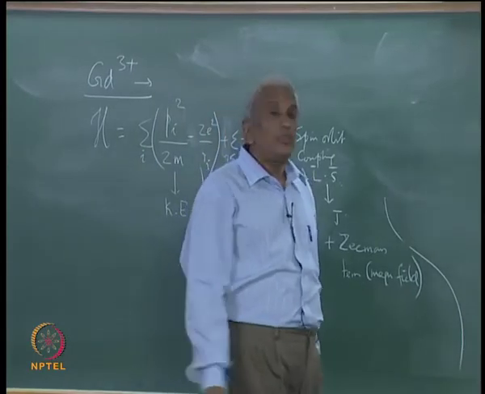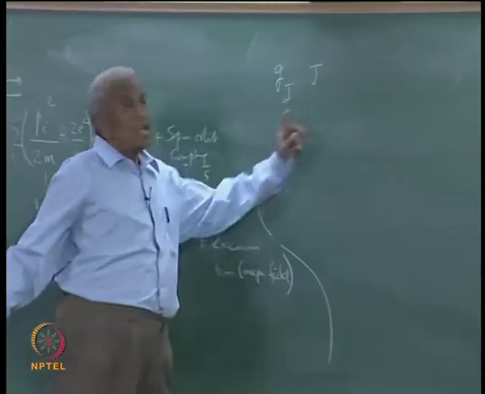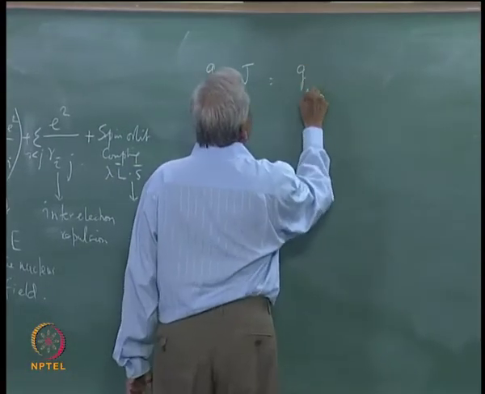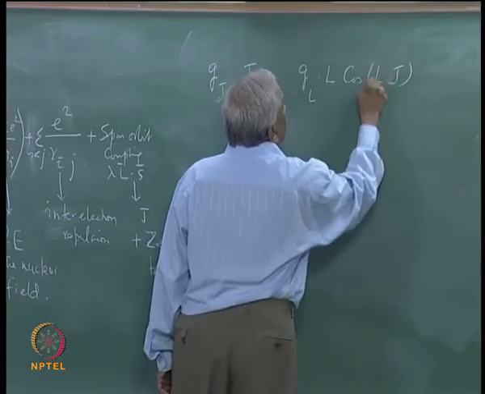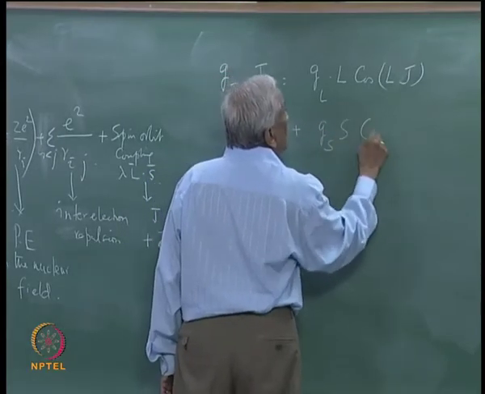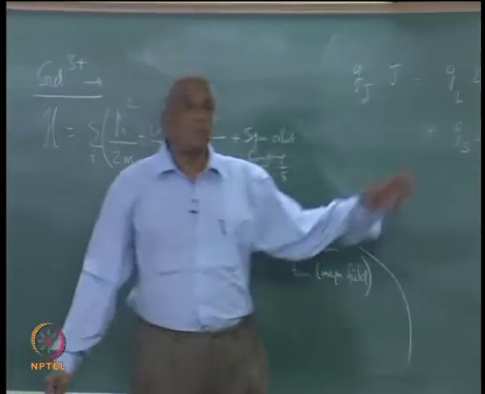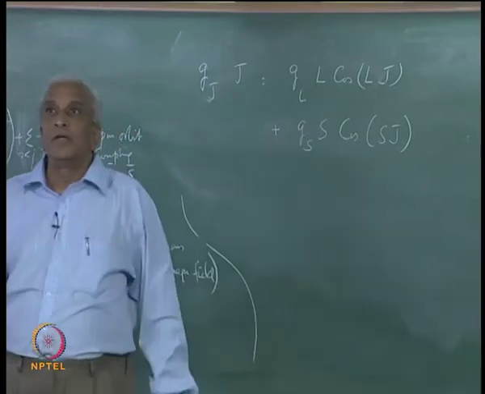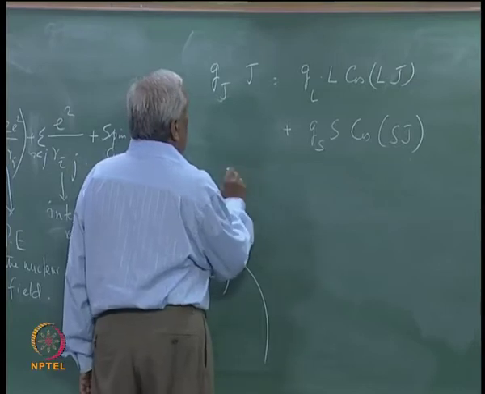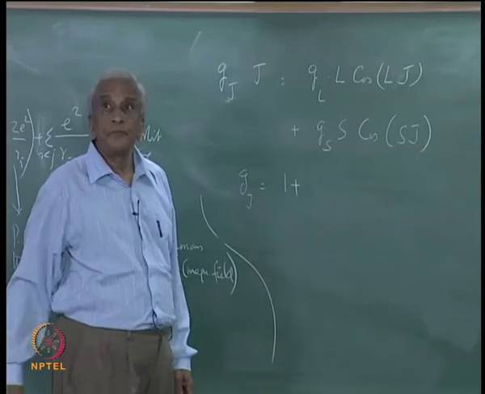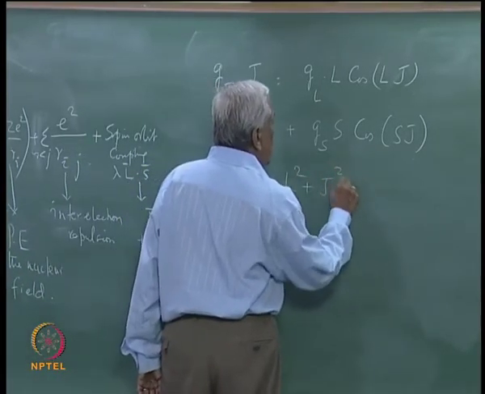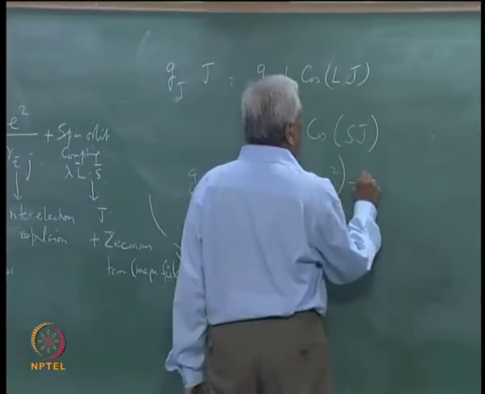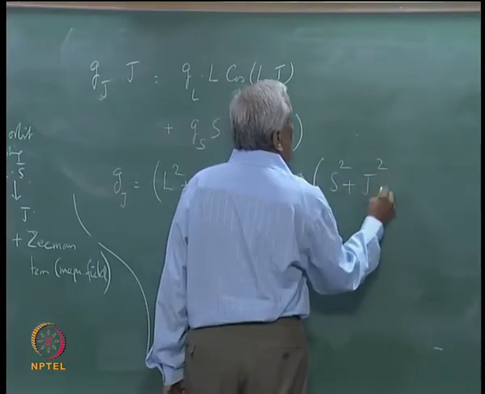GJ, the G factor associated with the total angular momentum J, is given by GL into L cos LJ plus GS into S cos SJ. This is the projection of the contribution from the orbital angular momentum, and this is the contribution from the spin angular momentum. Now, GJ is given by 1 plus or L square plus J square minus 2 S square minus S square times plus 2 into S square plus J square minus L square.